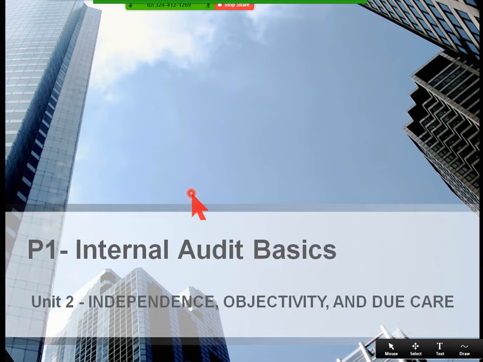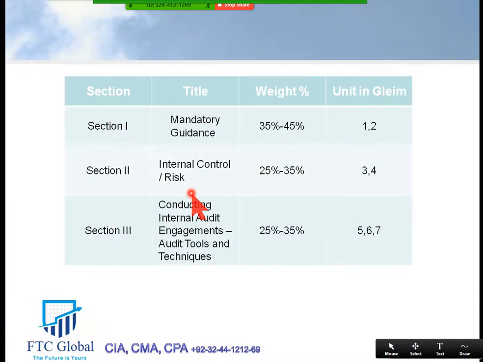Okay, your next unit is Unit 2, Independence, Objectivity and Due Care. Let us see the overall syllabus grid. We are doing section 1. We have already done Unit 1, and this second Unit 2 will complete your section 1.